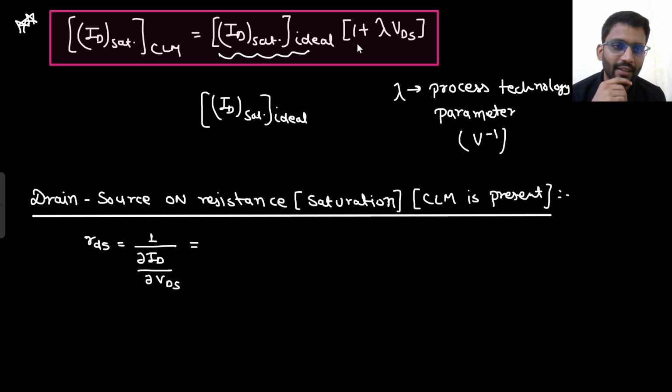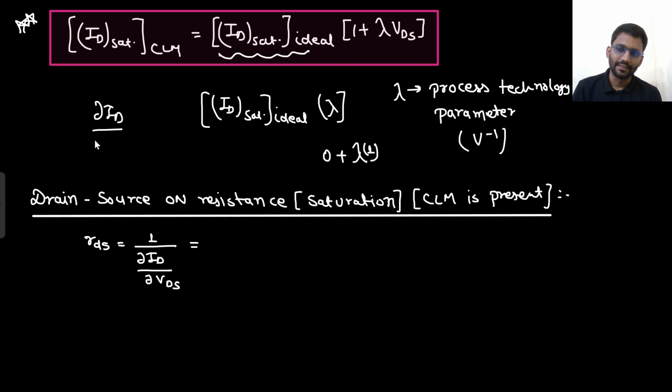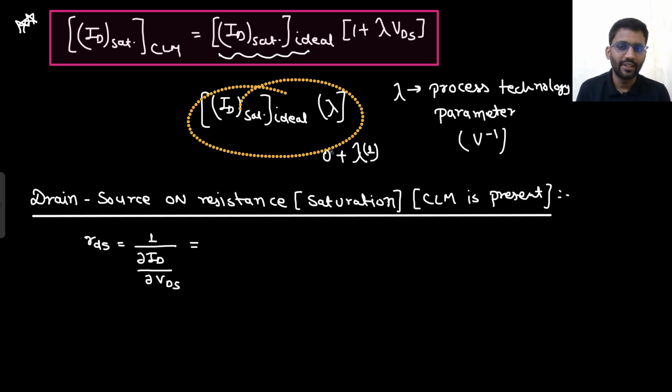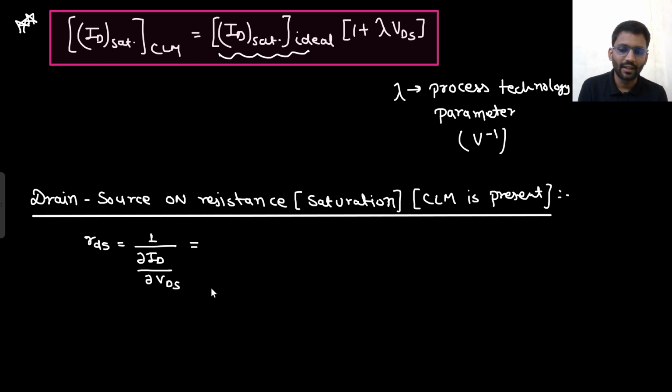If you differentiate this, what will you get? 1 is constant, it will be 0. Plus lambda is constant, it will come outside. Differentiation of VDS with respect to VDS is 1. So del ID upon del VDS is lambda ID sat. So RDS will be 1 upon lambda ID sat. It is simple differentiation: ID sat comes outside, and differentiation of ID with respect to VDS gives you lambda. That will be 1 upon lambda ID sat.